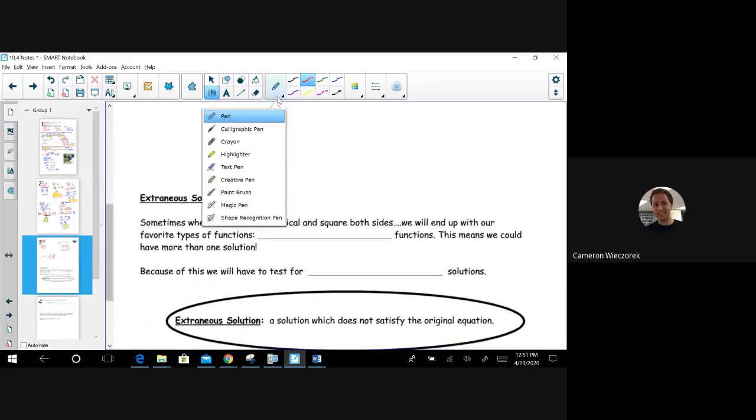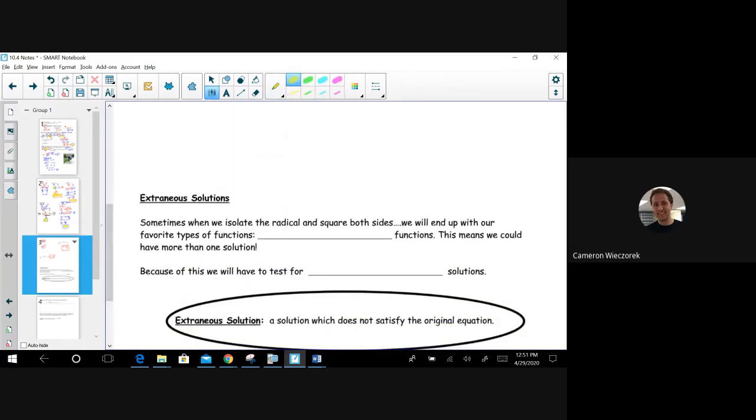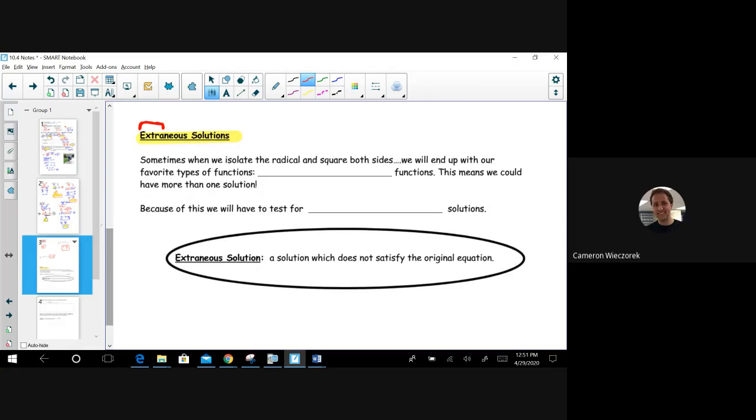All right, so the last portion of this lesson deals with what are called, the way we pronounce this word is extraneous. And you'll notice a word in there, extra. So we're kind of looking at something called extra solutions, extraneous solutions. So sometimes what happens is when you get the radical all by itself and you square both sides, you're actually going to end up with something that's quadratic, right? That's one of our favorite type of functions.